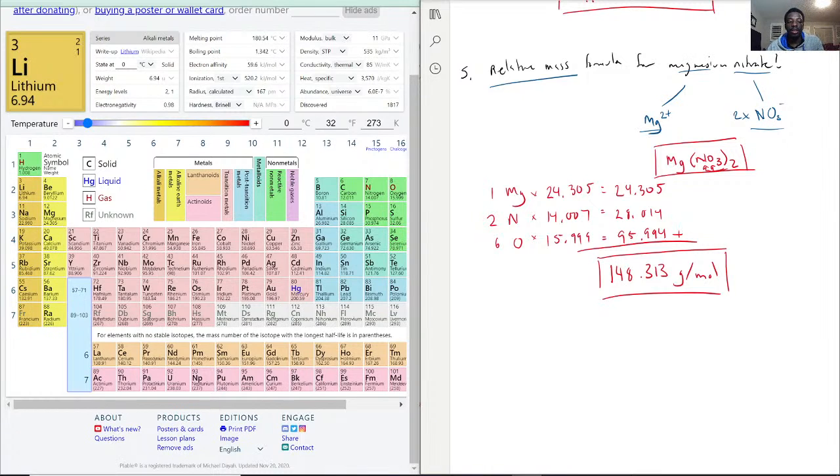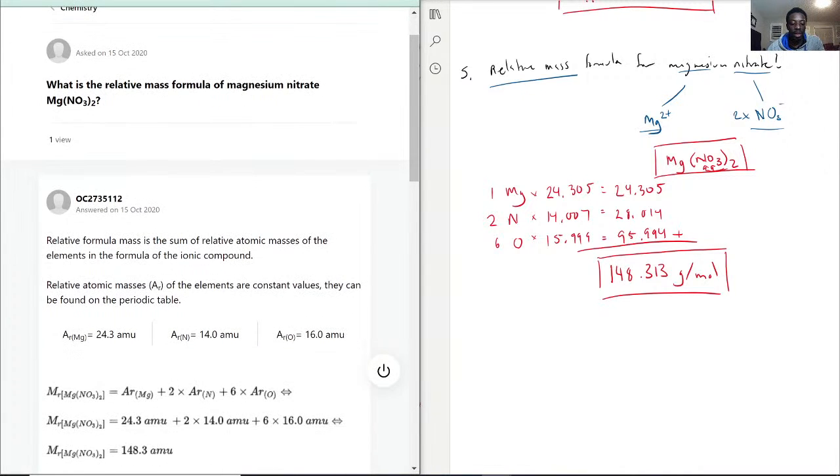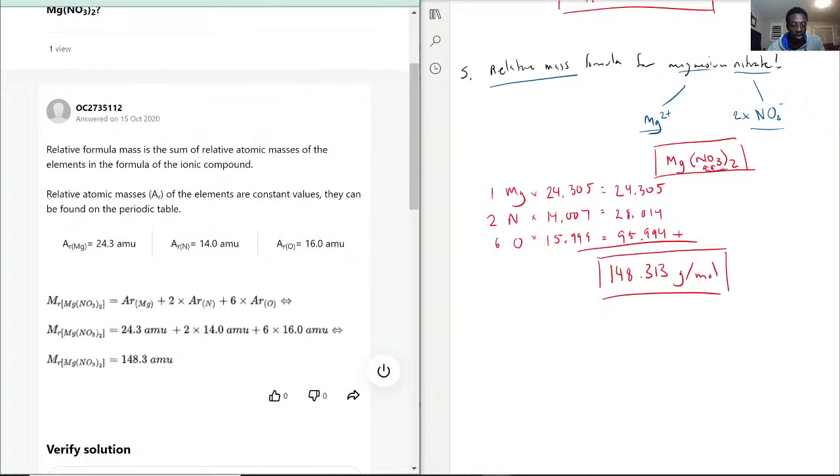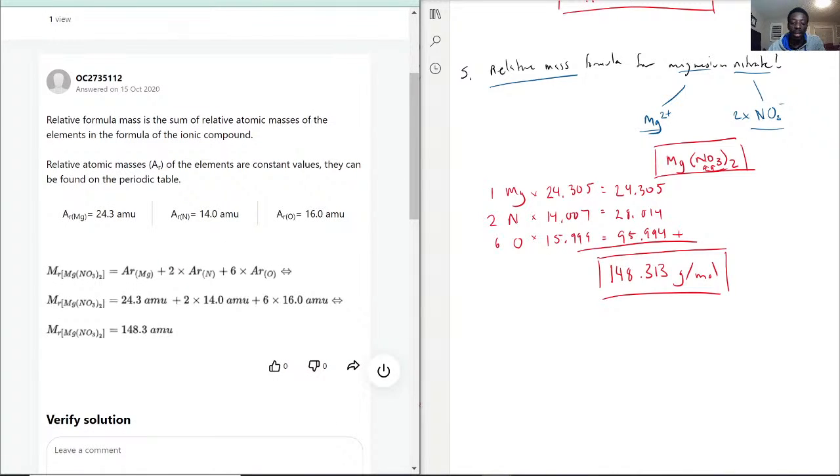Okay? And let's see how we did. So exactly, they have the atomic masses of each, which is here. 24.3 is what they use for magnesium. And then for nitrogen, they use 14. And for oxygen, they use 16. And together, they got 148.3 atomic mass units.